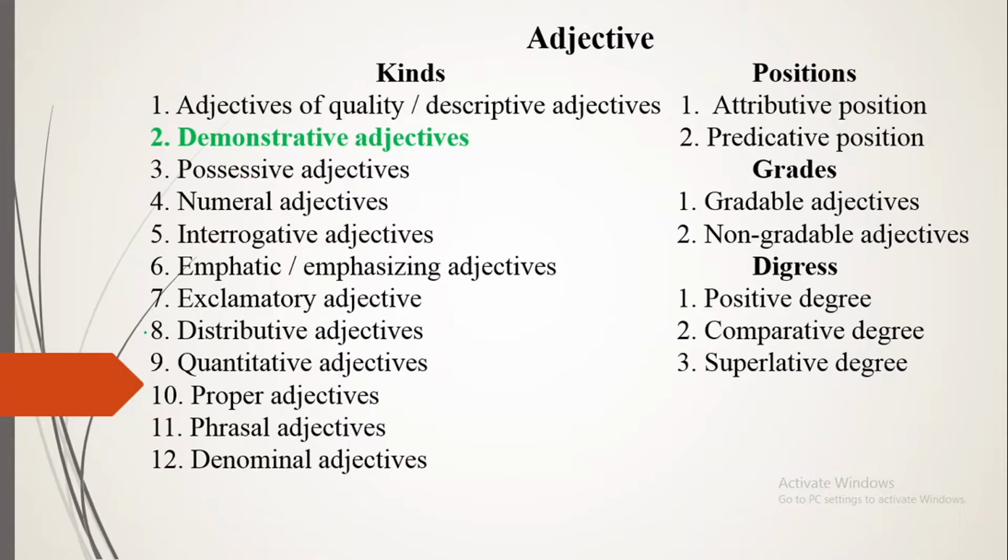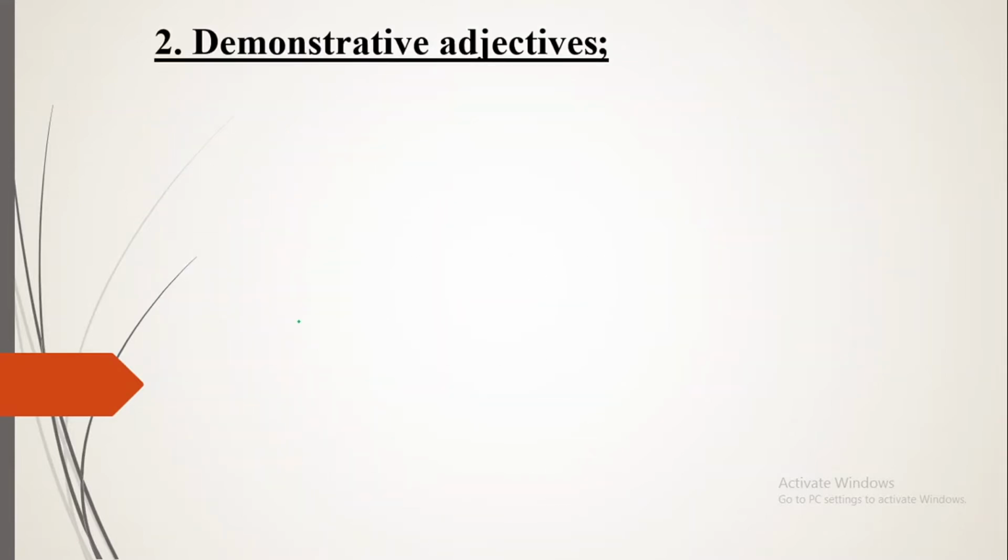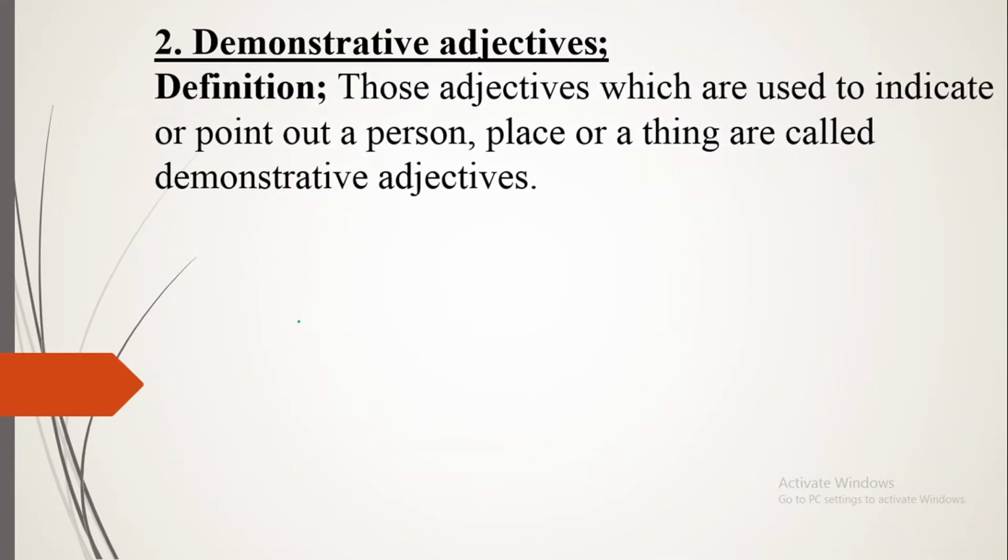Today we have got the second kind of adjective that is known as demonstrative adjective. Now what are demonstrative adjectives? Let's discuss. The definition of demonstrative adjective is: those adjectives which are used to indicate or point out a person, place, or a thing are called demonstrative adjectives. The word demonstrate itself means to point out.